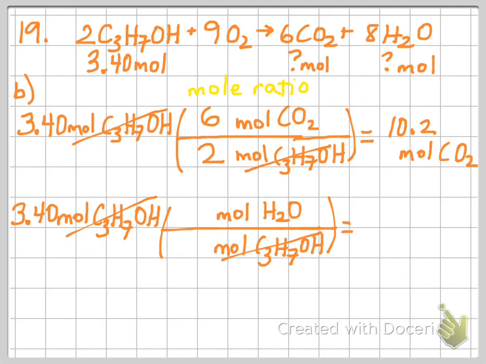This is still my mole ratio, so my coefficients come from my balanced chemical equation. My coefficient on water is 8, and my coefficient on isopropyl alcohol is 2. So I'm going to take 3.4, multiply it by 8, and divide by 2. And I'm going to have 13.6 moles of water.